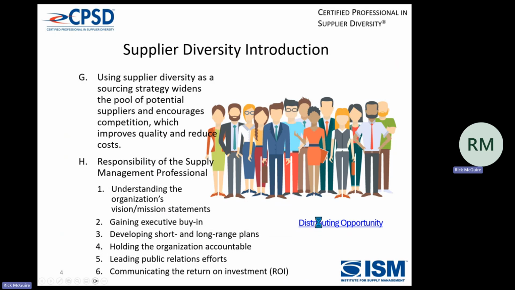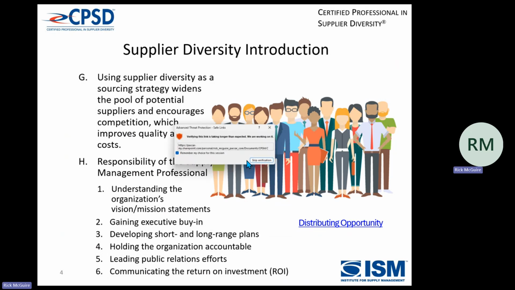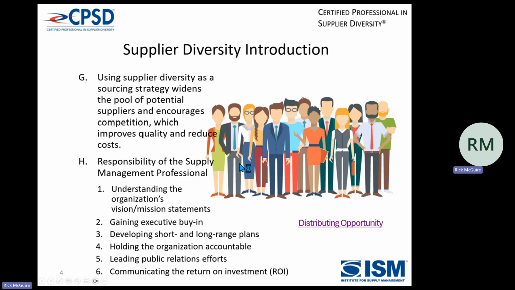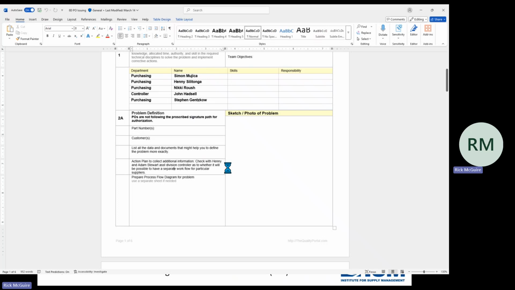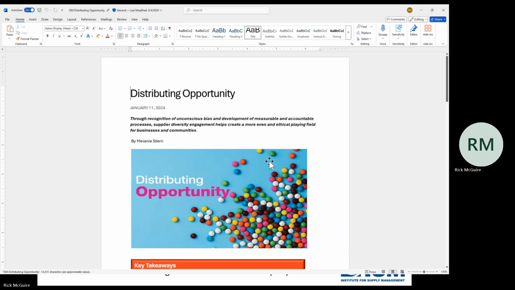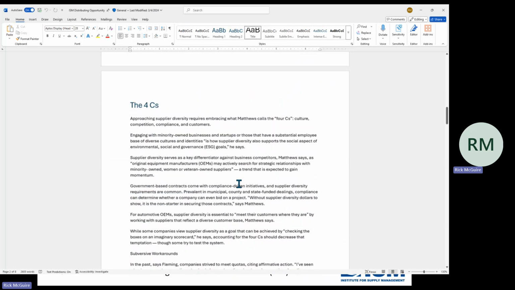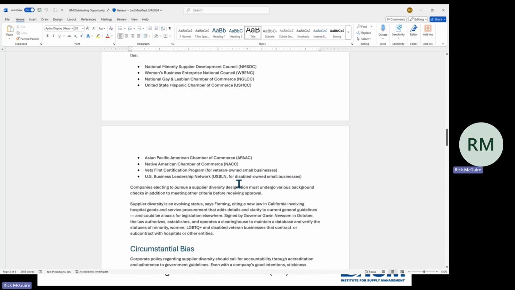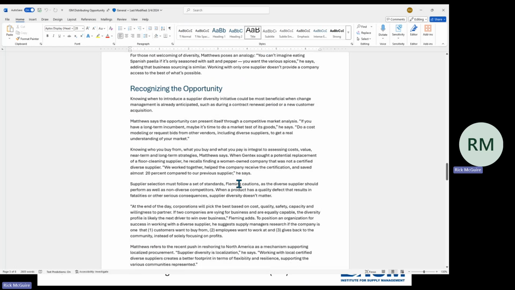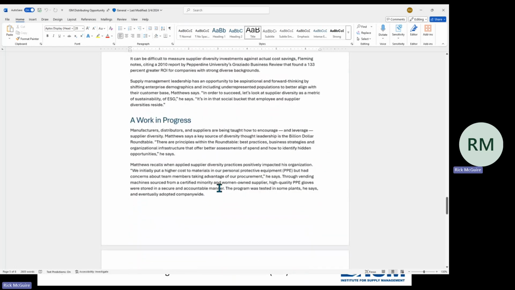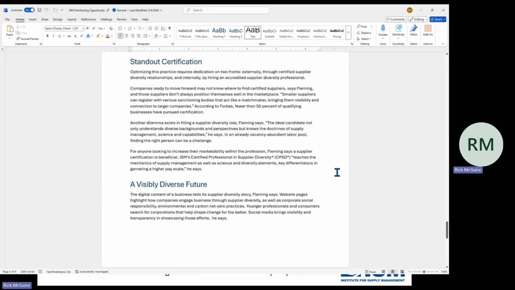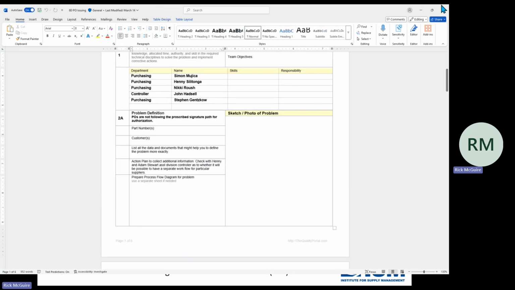So this is an article by ISM, I think, on distributing opportunity, basically supplier diversity programs. It covers recognition of unconscious bias. It's a few pages. The 4 C's talks about some of the diversity issues, and the ROI, a work in progress. It's an interesting article. Give it a read.